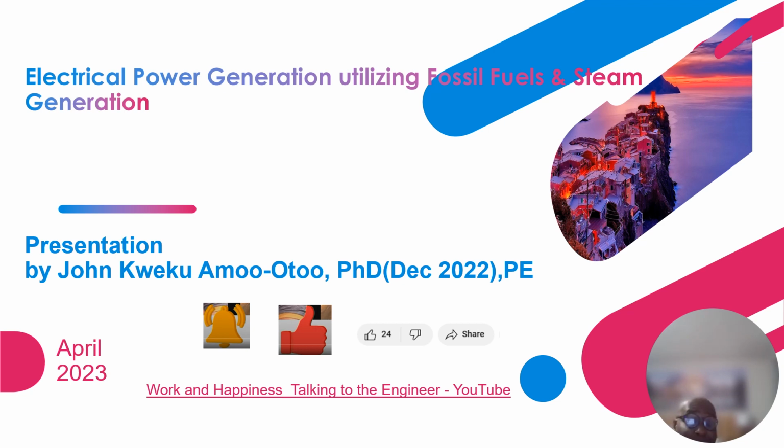And this time, the presentation topic is electrical power generation utilizing fossil fuel and steam generation to generate electric power. My name is John Kweku Amotu, and I've been a professional electrical engineer for the past 31 years, practicing in the United States of America.